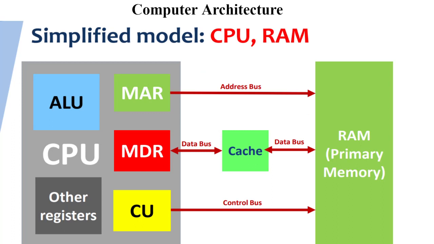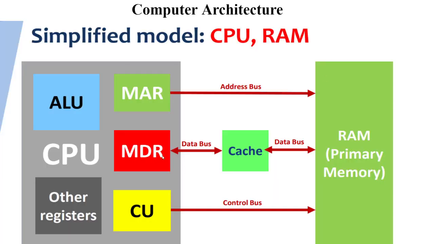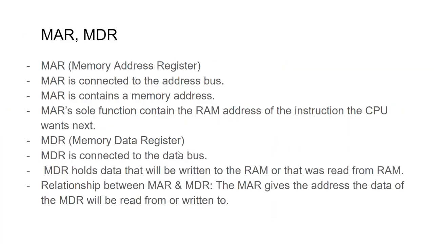And again, this is what I said over here. CU is the control bus. MAR, memory address register, is the address bus, only goes to the RAM, cannot get instructions back from the RAM. MDR, memory data register, can go to the RAM and back also. It can read and write.